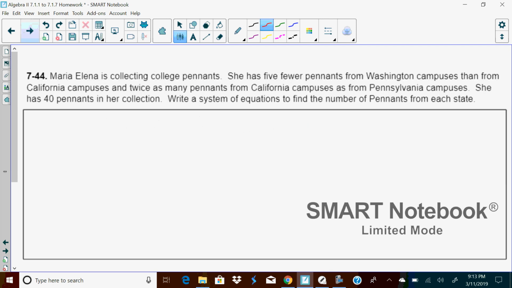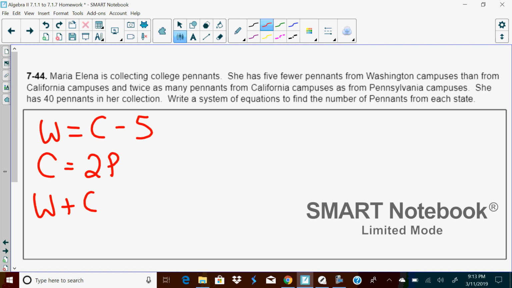Problem 44. Maria Elena is collecting college pennants. She has 5 fewer pennants from Washington campuses than from California. So Washington is going to equal C minus 5. And twice as many pennants from California as from Pennsylvania. So C is going to be 2 times Pennsylvania. And then all together she has 40. So if we do W plus C plus P, it's going to equal 40.